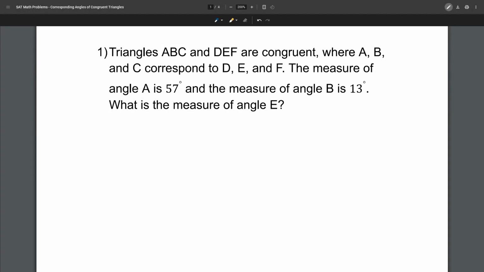In this video we're tackling some more SAT style problems where we're dealing with congruent triangles and corresponding angles. So problem 1 reads: triangles ABC. Let's try and draw a straight line there. So A, B, C is congruent to, pretend these look exactly the same, D, E, and F.